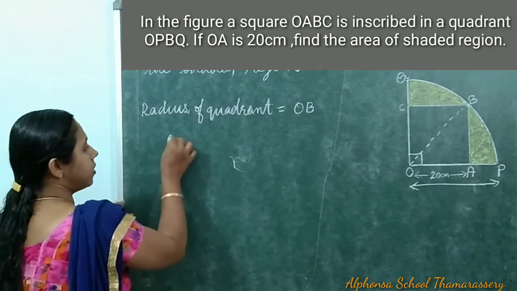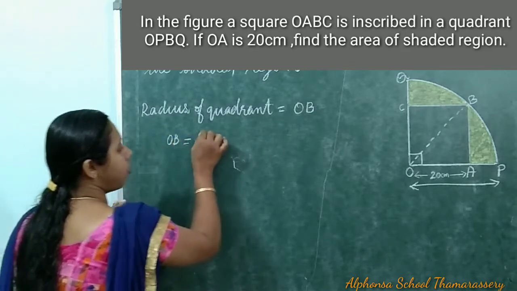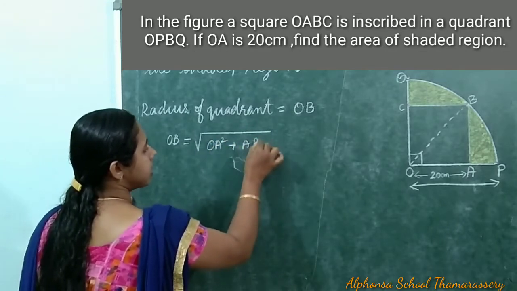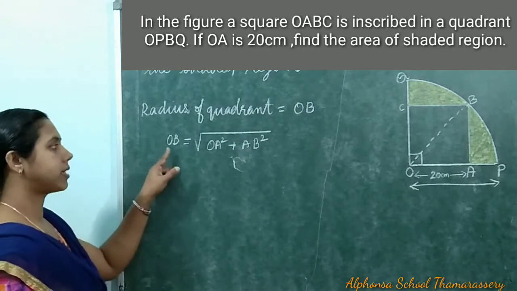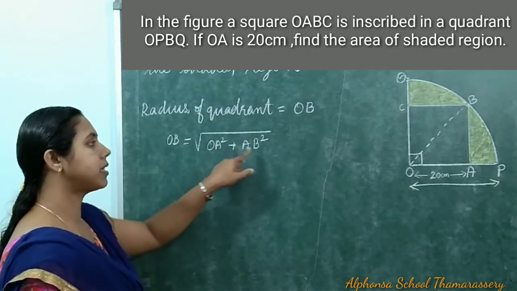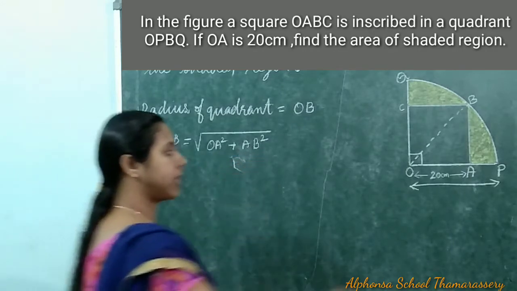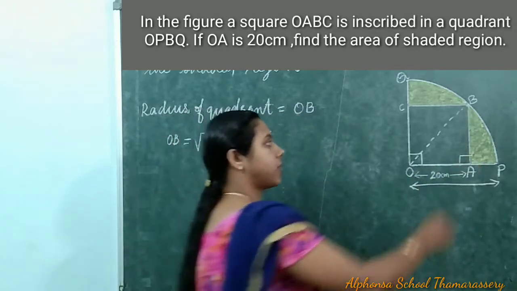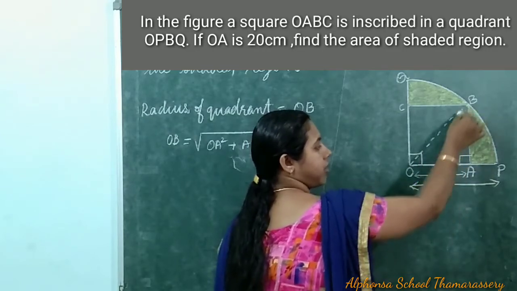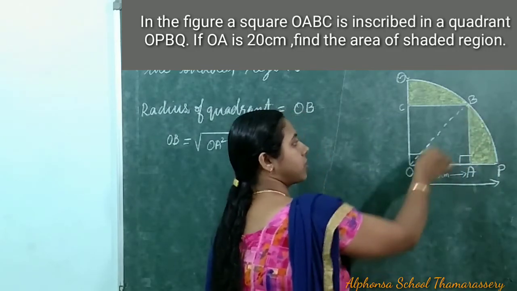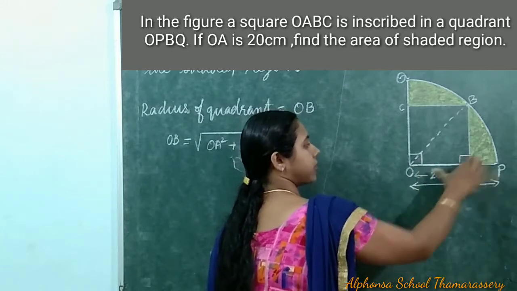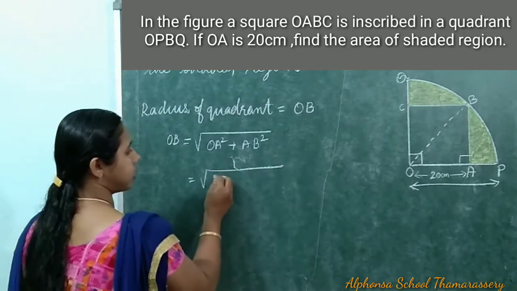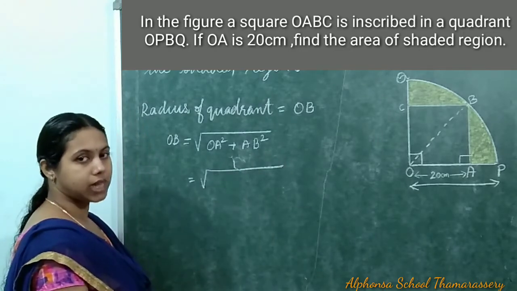So OB is equal to the square root of OA square plus AB square. Hypotenuse is equal to the square root of base square plus altitude square. Because it's a square, this angle is a 90 degree right angle, so this is a right triangle, and we can apply the Pythagoras property. So OB is equal to the square root of OA square plus AB square, that is equal to the square root of, OA is equal to 20. We know that it's a square, so all sides are equal.